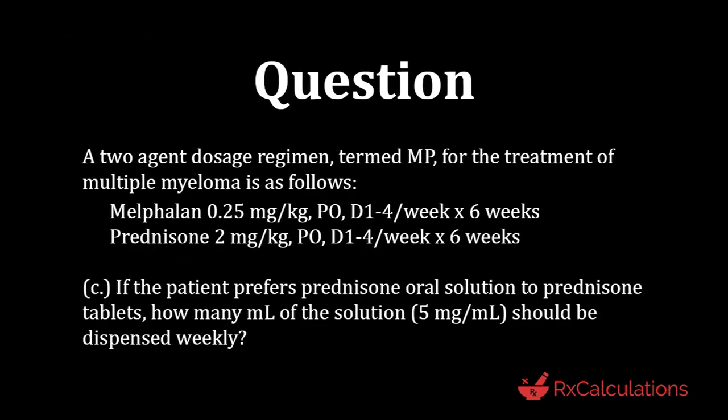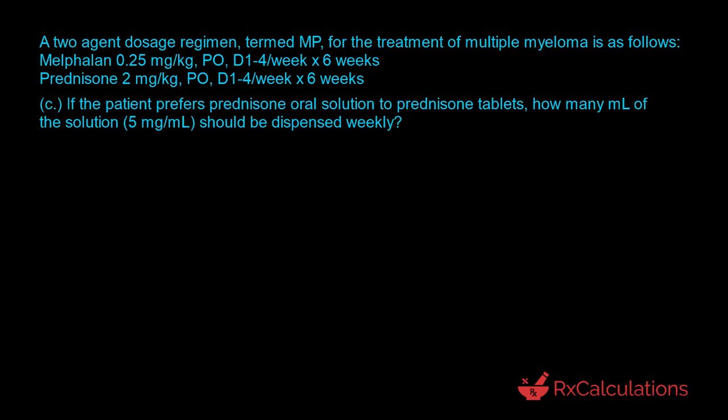Now part C of the question says if the patient prefers prednisone oral solution to prednisone tablets, how many milliliters of the solution with a concentration of 5 milligrams per milliliter should be dispensed weekly? Now to solve this question, it's important to recollect from part A that we computed the amount of prednisone that this patient needs per week to be 600 milligrams. So based on the patient's weight, this patient will need 600 milligrams of prednisone per week.